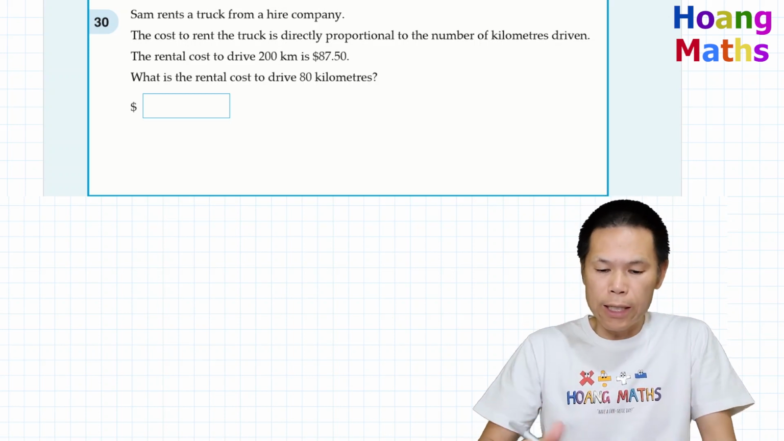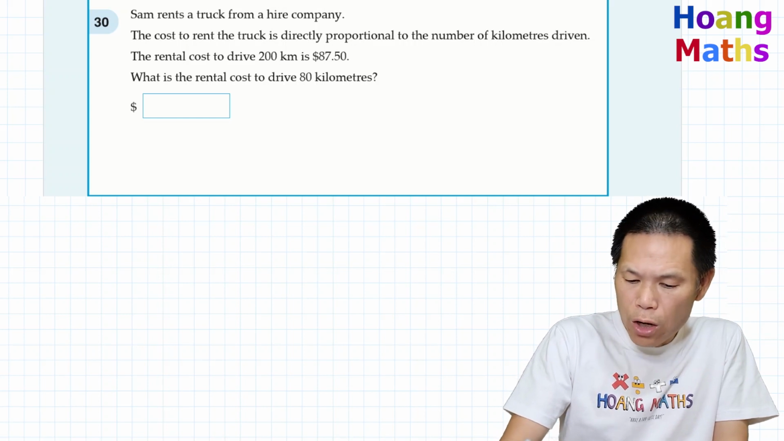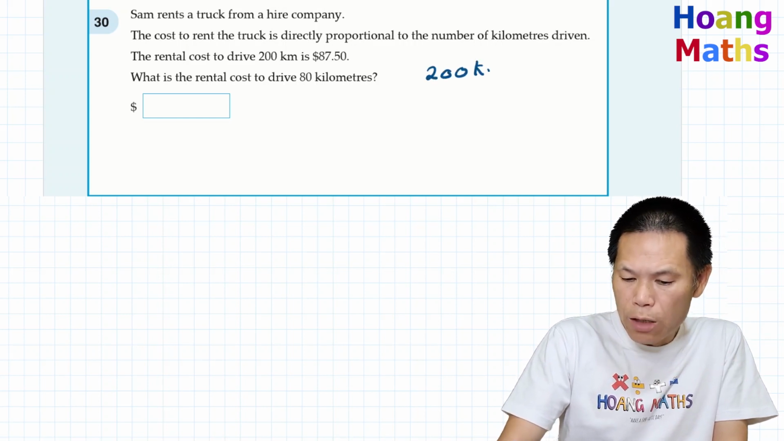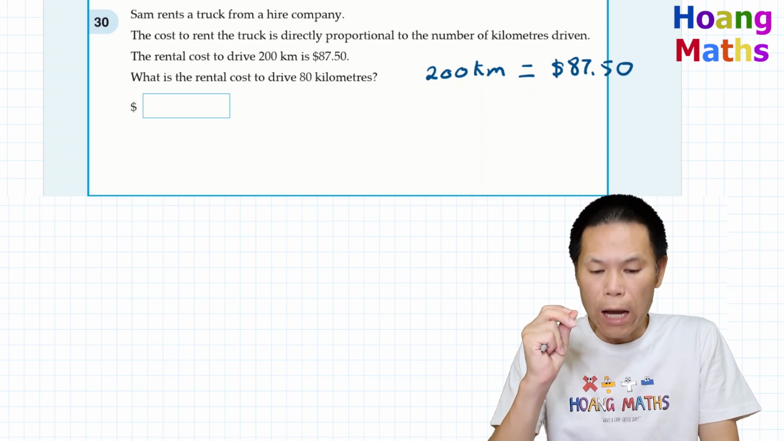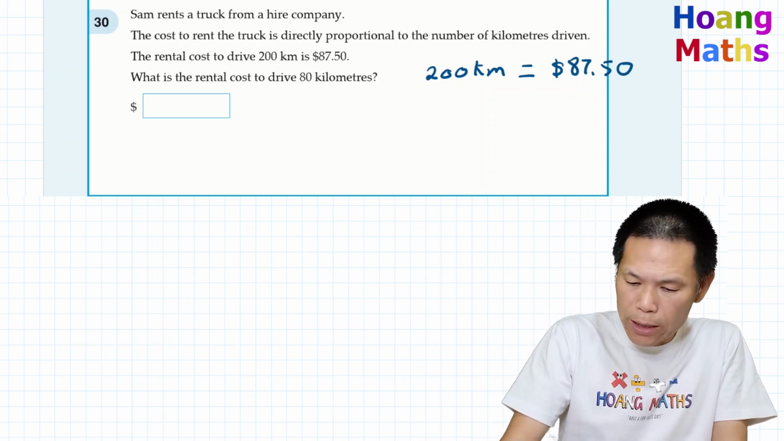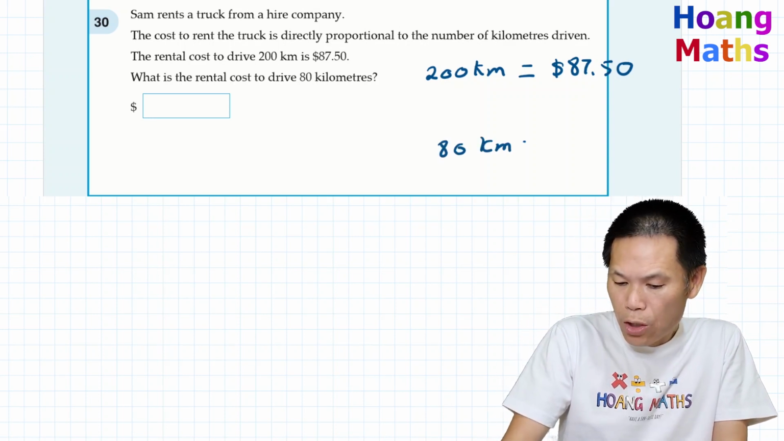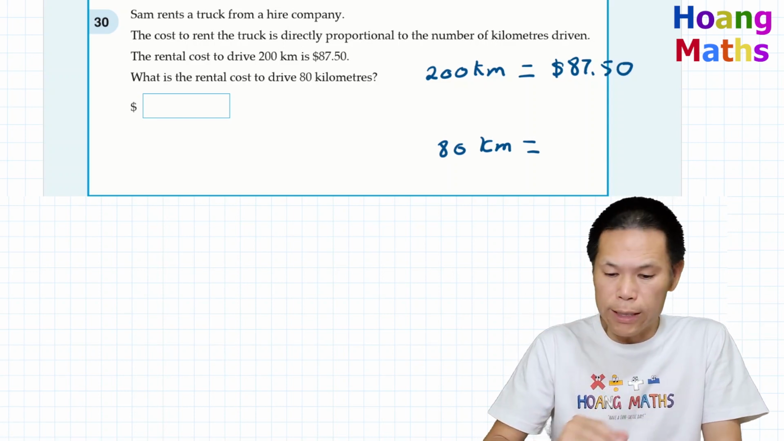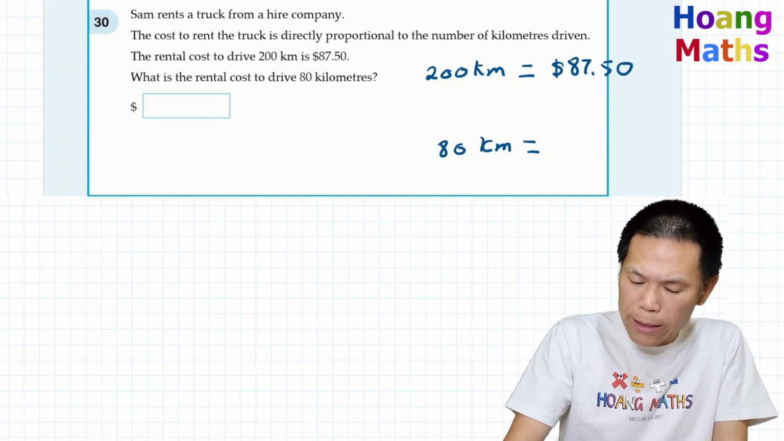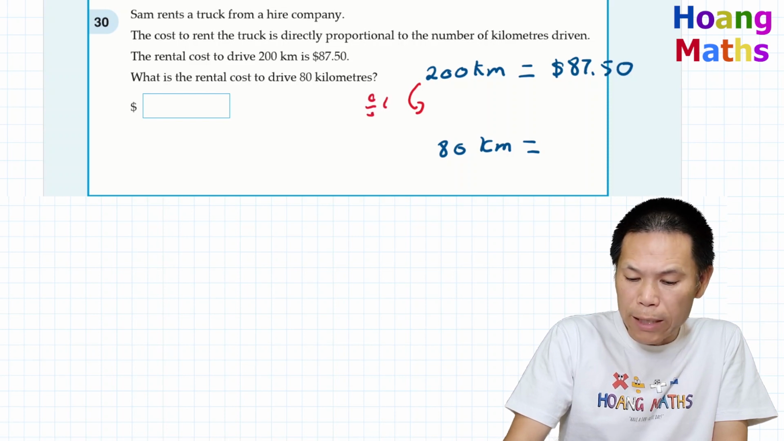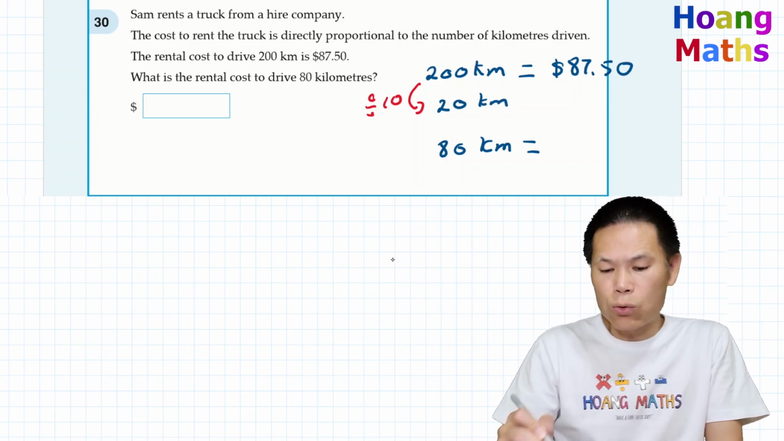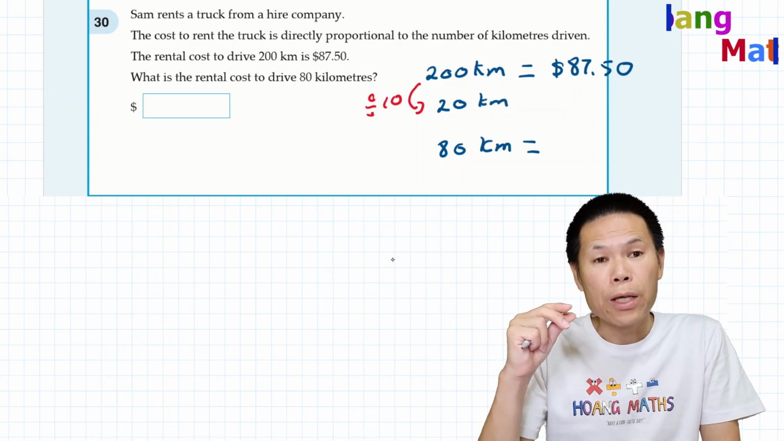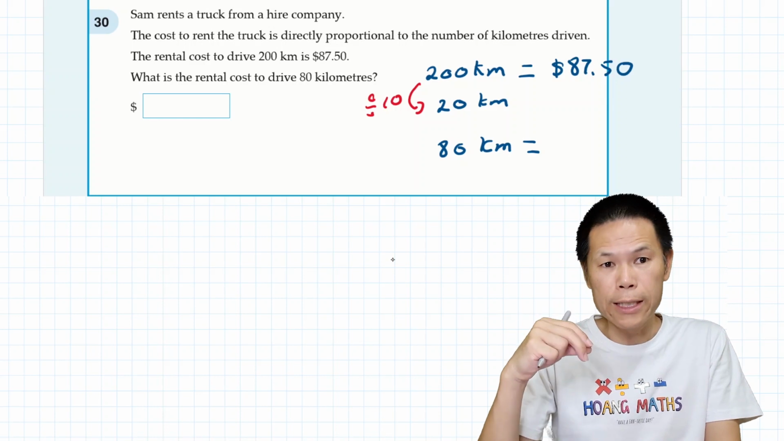So let me just set this up first. We know that 200 kilometers will cost $87.50. Now we need to work out 80 kilometers. The easiest way to work this out is if we divide this by 10, because that will give me 20. The reason I divide by 10 is because 80 is a multiple of 20, so it is easier, that's all.